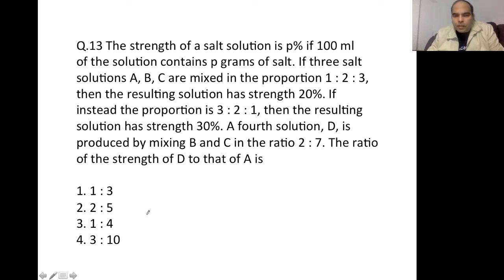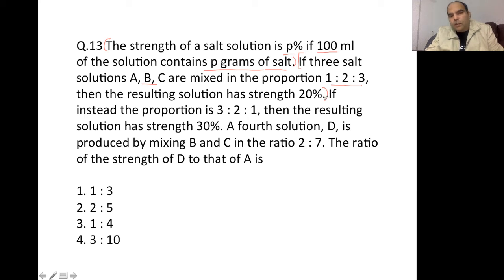The question says that the strength of a salt solution is p% if 100 ml of the solution contains p grams of salt. Fine, that's okay. That's a neutral statement, not much to talk about here. If three salt solutions A, B, C are mixed in the proportion 1 is to 2 is to 3, then the resulting solution has a strength of 20%.